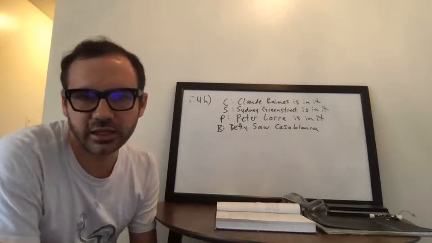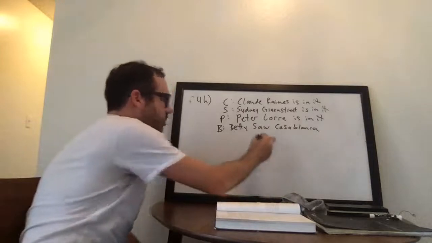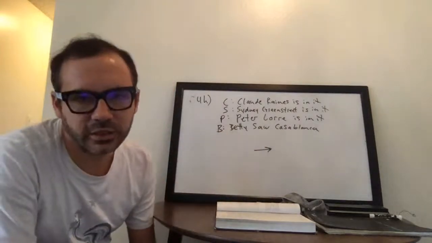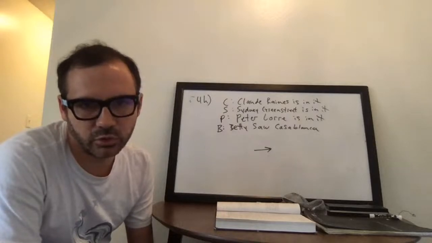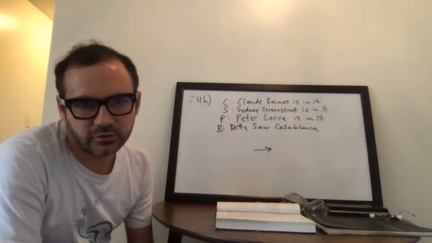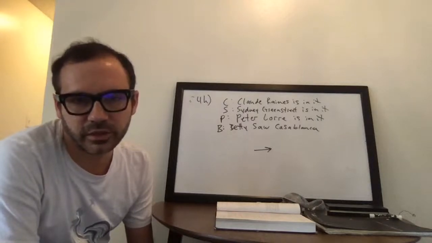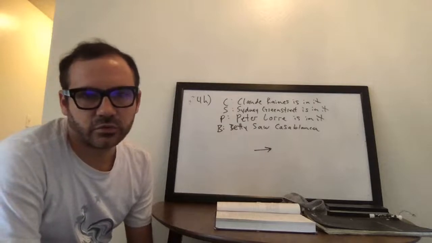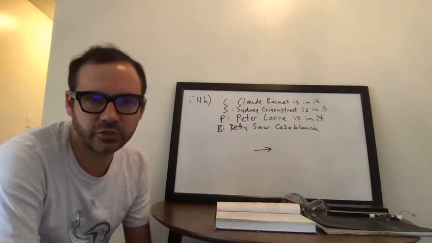So the whole thing is an if-then. That's the main connective. But what's the if part of it? The if part of it is Claude Rains, Sydney Greenstreet, and Peter Lorre are in the movie. So if those three guys are in the movie, then the movie was Casablanca. So how do we get this if statement, which says Claude, Sydney, and Peter were in it? If that is true, then she saw Casablanca.